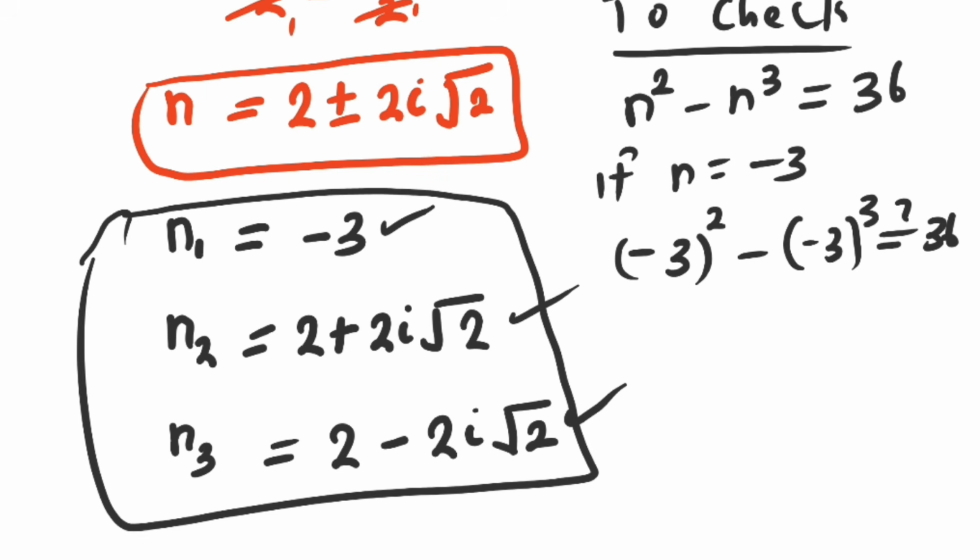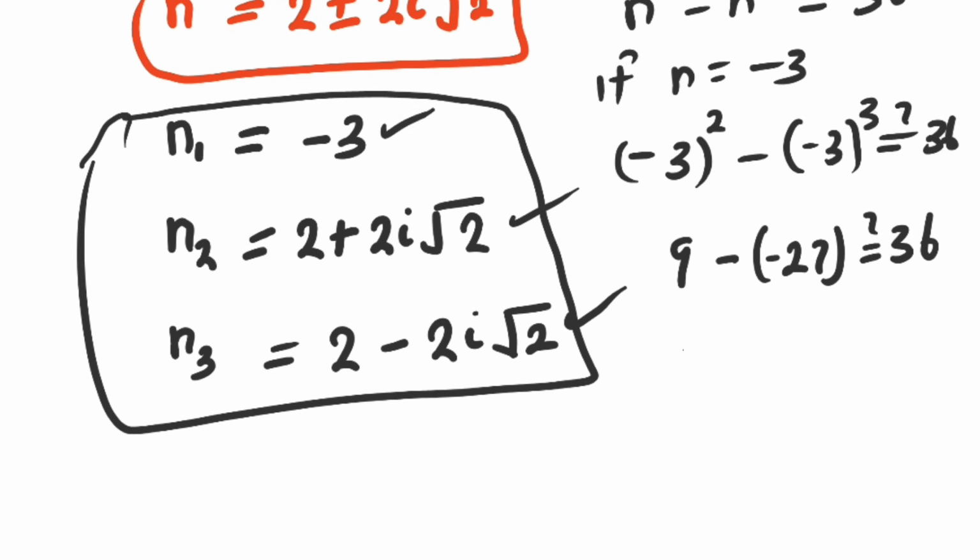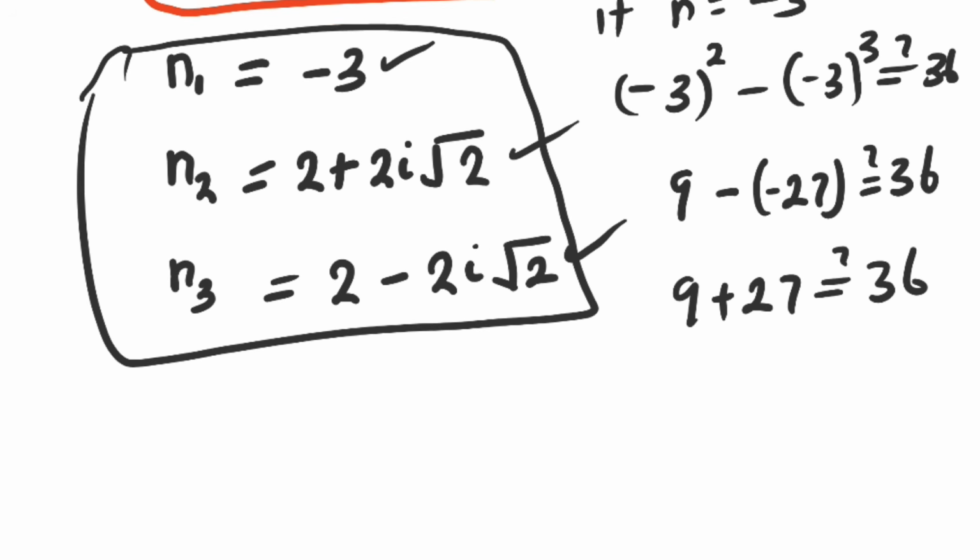Then minus 3 squared, this is 9, minus 3 raised to power 3, that is minus 27, must be equal to 36. This is 9 minus times minus 27, this is plus 27, must be equal to 36. Then 9 plus 27, this is 36, is equal to 36, which is true.